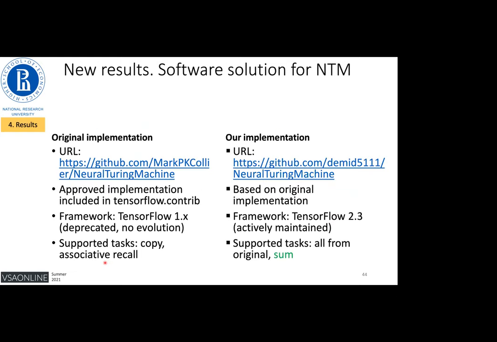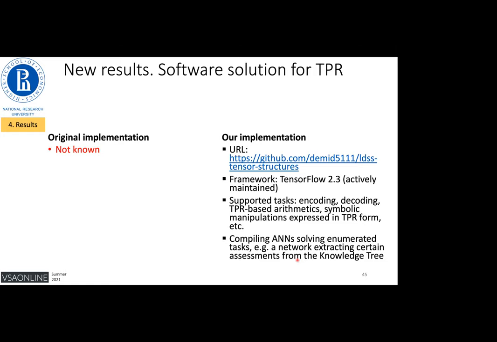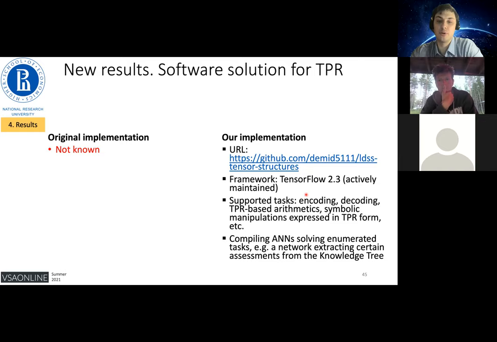Regarding the software solution, there are two important artifacts. There is the NTM implemented in TensorFlow 2.3, which is actively maintained, so you're free to start using it today. The sum task is supported there, as well as the average sum task. The second thing is about TPRs. Again, there is a framework that allows you to work with TPRs in TensorFlow, which supports all the necessary tasks, which are encoding and decoding. We also prove that it is possible to express fixed-point arithmetic with tensor product representations. Symbolic manipulations can also be expressed, and it is also available in the framework, so that, for example, you can perform tree joining, extraction of the elements, and so on. And the networks are compiled, so they do not require training.